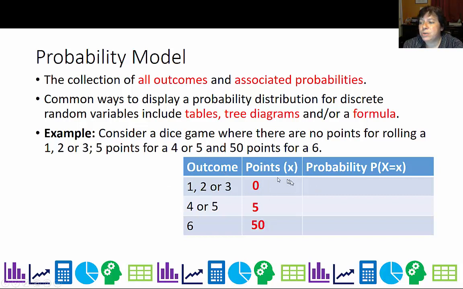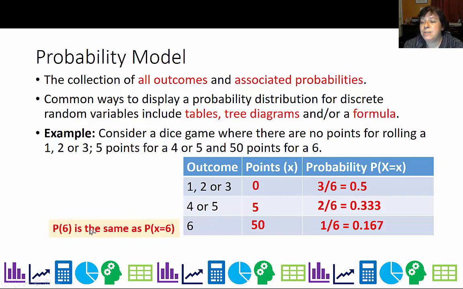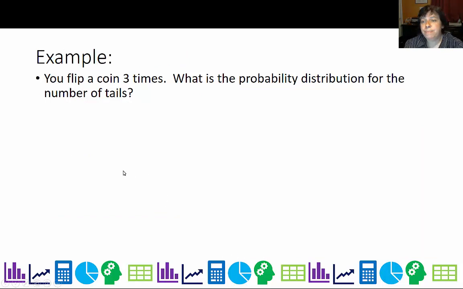The probability of rolling a 1, 2, or 3 is 3/6 or 0.5. A 4 or 5 is 2 out of 6 or 0.3 bar. And rolling a 6 is 1 out of 6, which is roughly 0.167. Note that the probability of 6 is the same as the probability of X equals 6. That's typically the notation we use. Make sure your probabilities add up to 100% or 1.